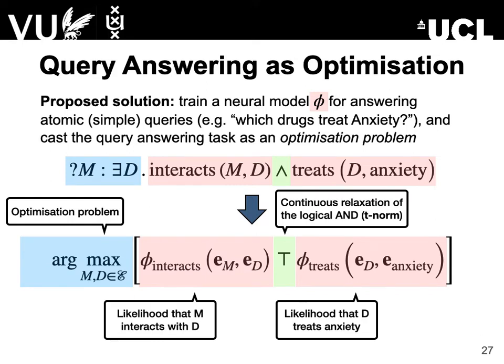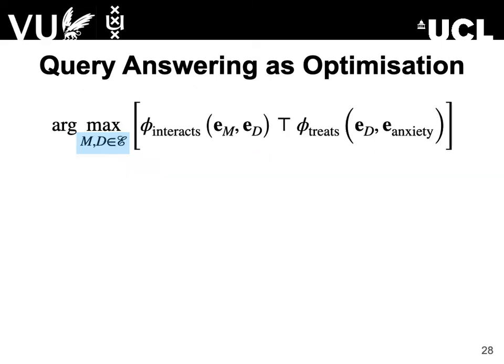Then those two likelihoods are aggregated using a T-norm, which is a continuous relaxation of the logical AND from fuzzy logic. And depending on whether we search for the best values of M and D in a discrete or continuous space, we can cast this problem as either a continuous or a discrete optimization problem. In the discrete case, we want to identify the best mapping from variables to entities that maximizes the score of the query.